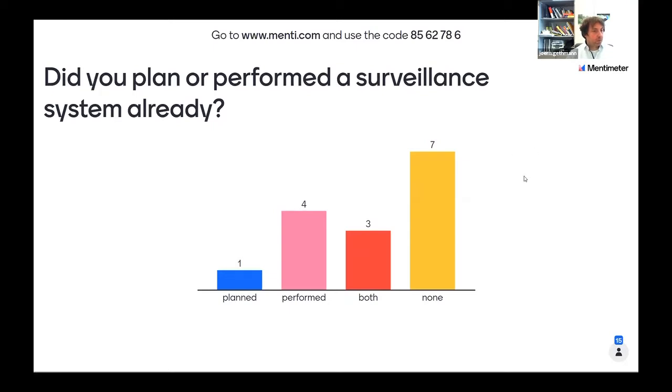So we have 15 answers at the moment. So we have everybody in this group, from people who did both to people who have no information about a surveillance system.